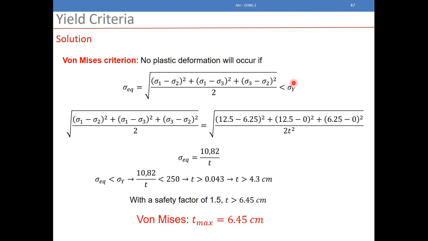Sigma y, I repeat, is a property of the material. The y here means yield strength. So this is a property of the material. So that's it, and then we discuss during the session and then during the tutorials. Thank you.